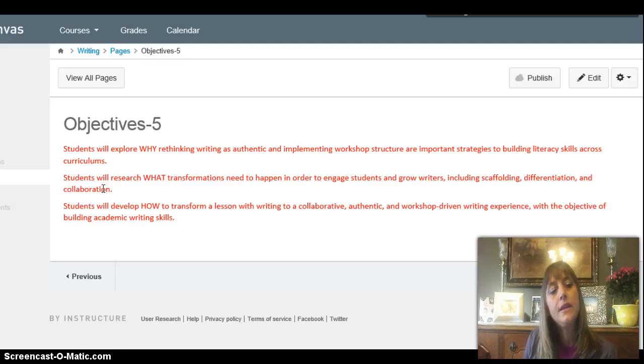So we're going to look at why we need to rethink writing, going back to the beginning again. Why do we rethink writing at first anyway? Sometimes you forget where you started, right? Why were we thinking about authentic writing and implementing writing workshop? Why did we think that was a good idea for building literacy skills across curriculums? What transformations need to happen to meet those changes and the requirements of those changes? What do we need to do to engage students and grow writers? How can we include scaffolding, differentiation, and collaboration as parts of those transformations?